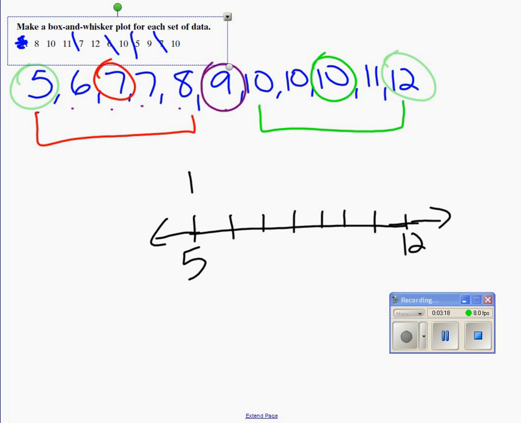All right. So you have a point at 5, a point at 7, a point at 9, a point at 10, and one at 12.